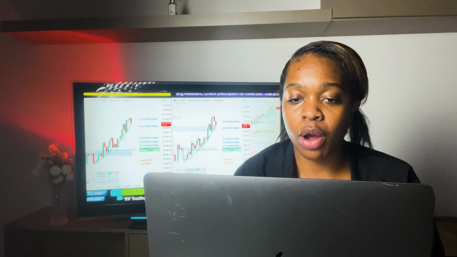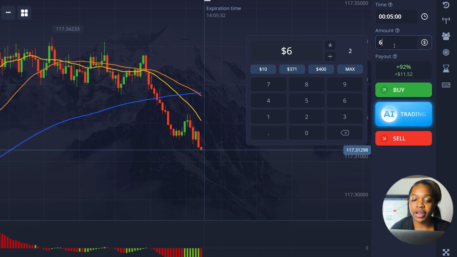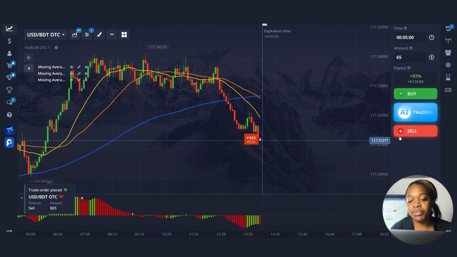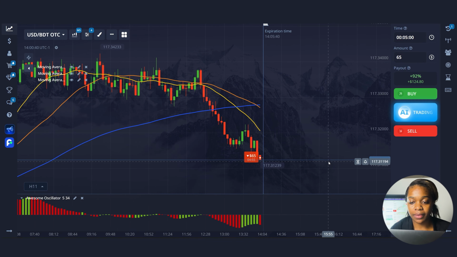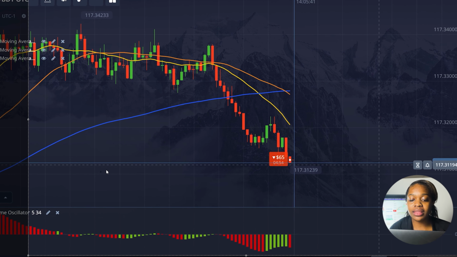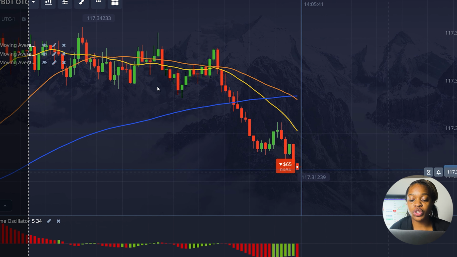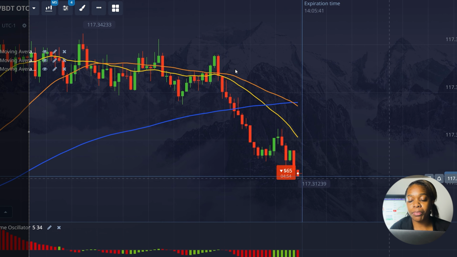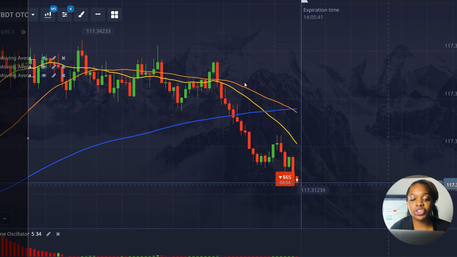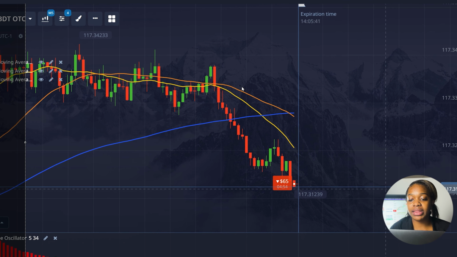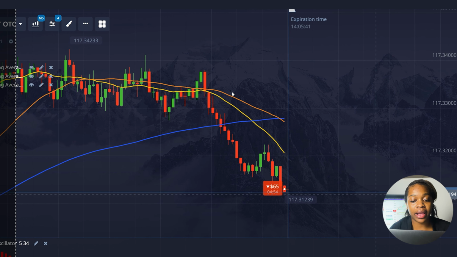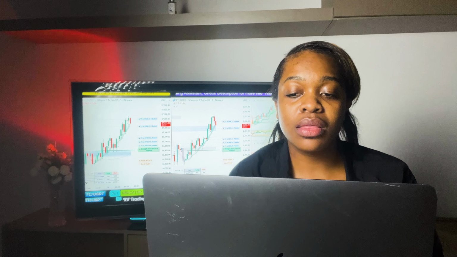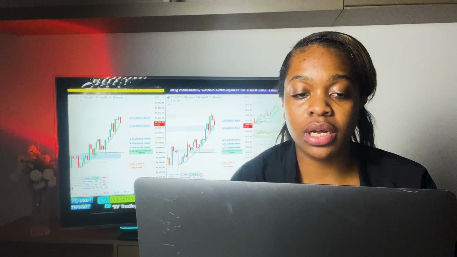Today's trading looks promising, so I'm opening a down trade for $65, 5-minute duration. Based on my forecast, the price will keep falling. Here's why. First, look at the blue line. That's the 120 SMA. It's the most important line. It shows the overall trend. It's almost flat, but the key point is that the price is below it.